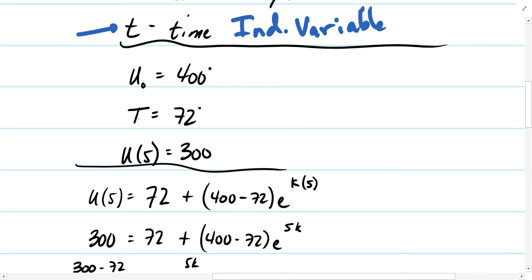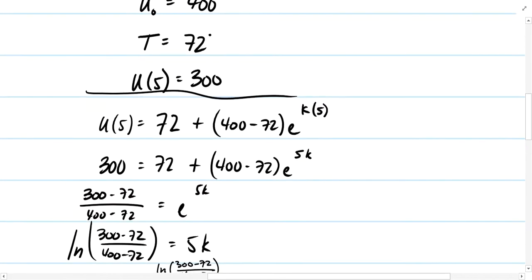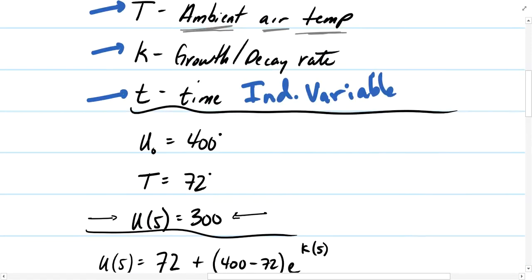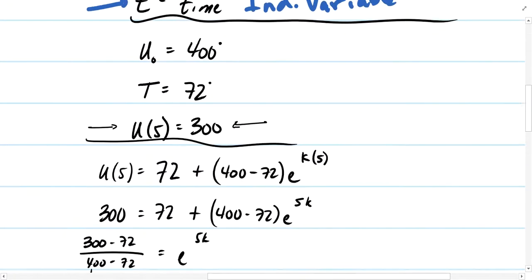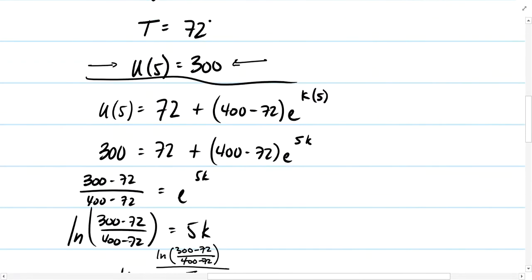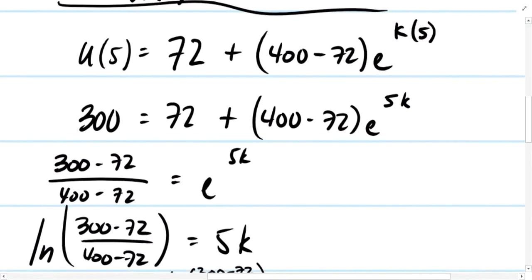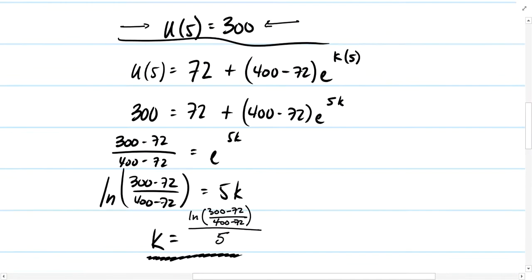Now this data point's important because with this data point here, we can now substitute a lowercase t value and an ultimate temperature value into the equation. And with our substitutions, we can now establish our K value, the growth or decay rate in this case.